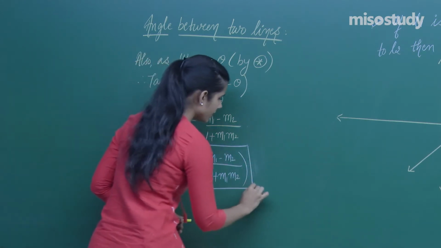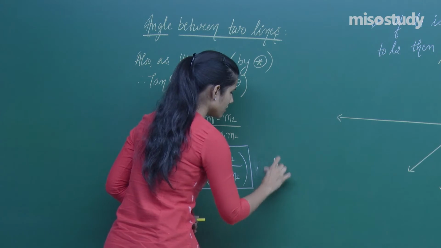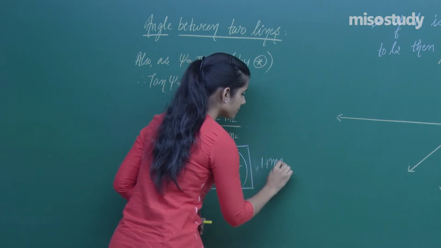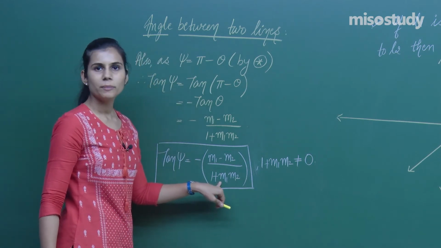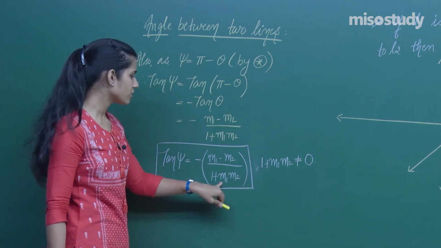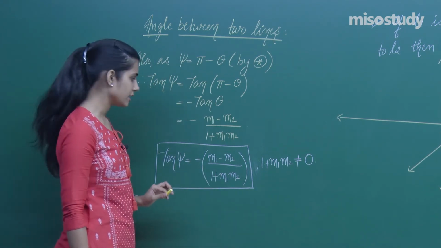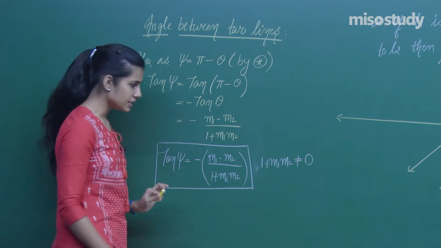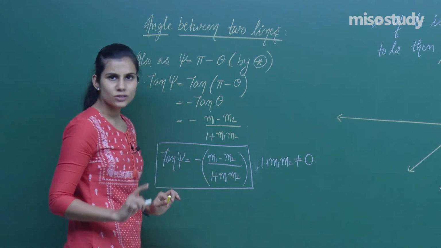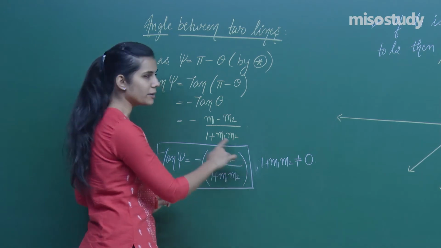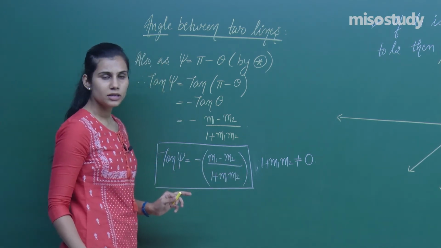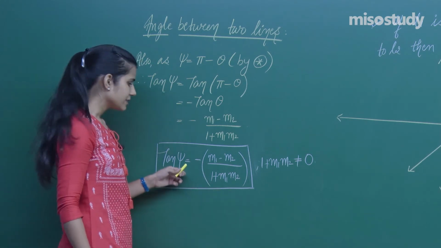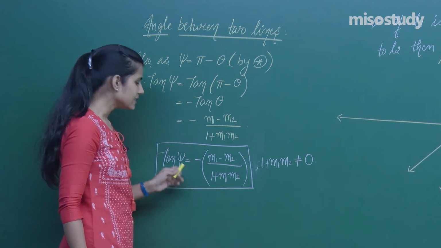Clearly here as well, 1 plus m1 m2 is not equal to 0, because m1 into m2 is not equal to minus 1. Because the denominator is not 0, m1 minus m2 upon 1 plus m1 m2 with a minus sign is going to be a real number. If this is positive, xi is acute. If this is negative, xi is obtuse.